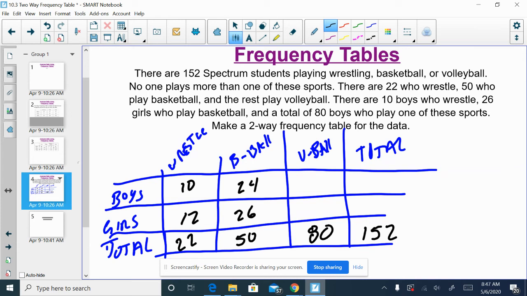A total of 80 boys play one of the sports. So this has got to be 80. That's going to be enough information now. 80 plus 72 is 152. And I know that 10 plus 24 plus this unknown has got to be 80. So I could subtract these. 80 minus 24 would be 56. Minus 10 would be 46.